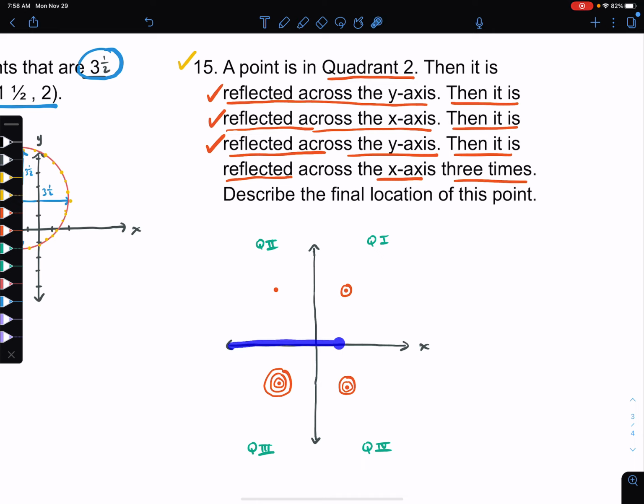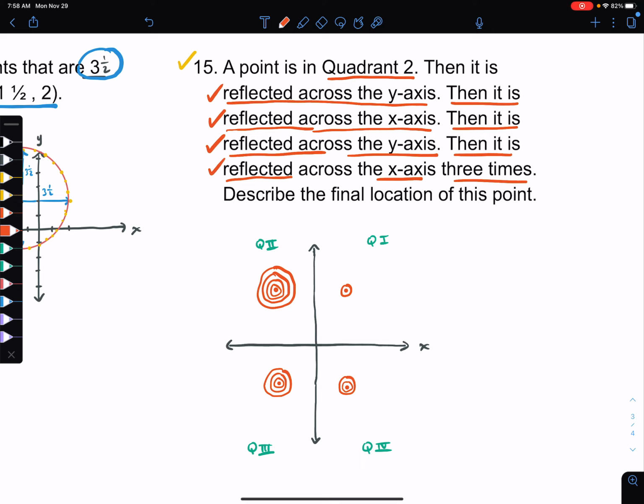Okay, here's the x-axis. If we reflect it once, right, it's going to end up here. So that's 1. Then if you do a second time, it's back down there. And then a 3rd time, it's back up here. So this is 1. I'm already losing track. So here's a 4th circle. Describe the final location of this point.